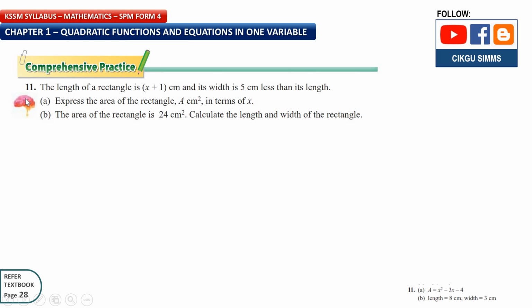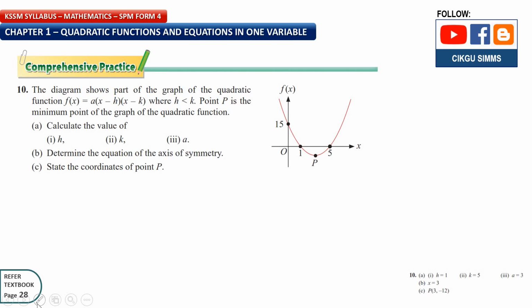Okay, question 10. The diagram shows part of the graph of the quadratic function fx equal to this. So the question gives you the function where h is less than k, and this is the condition, and point P is the minimum point of the graph. So this is the minimum point. And the first question, A, asks you to calculate the value of h, k, and a.